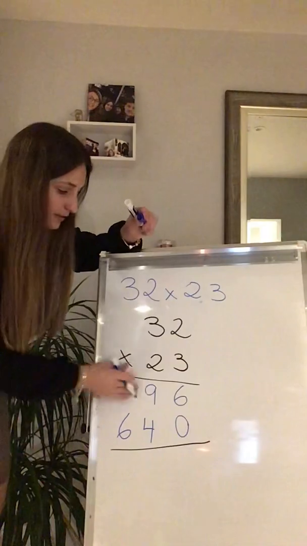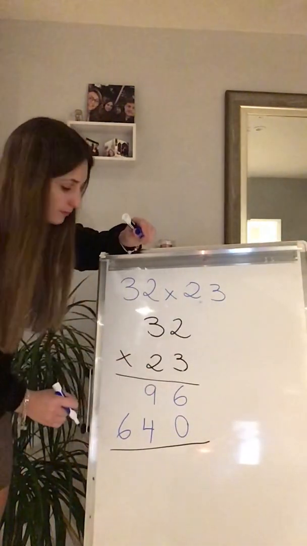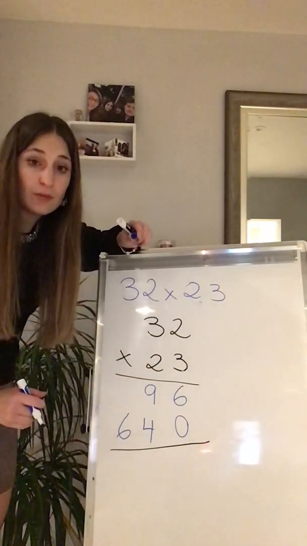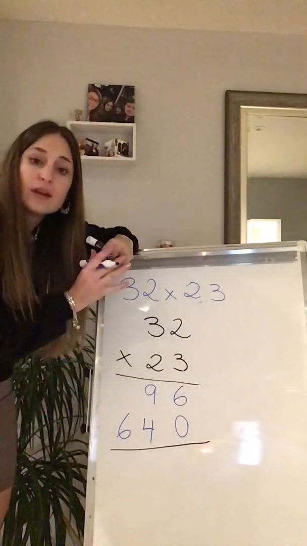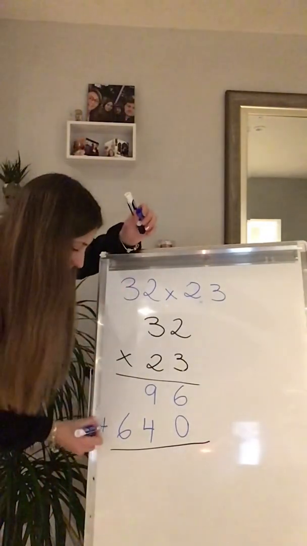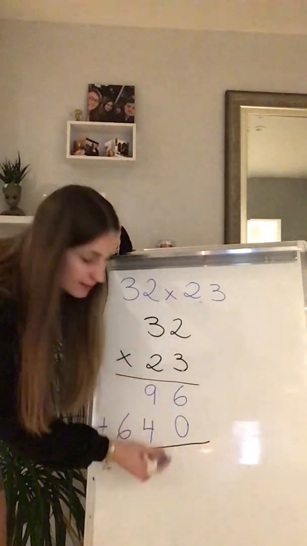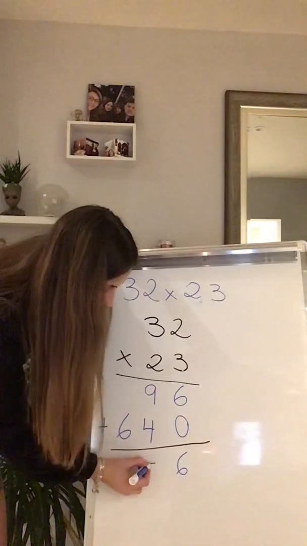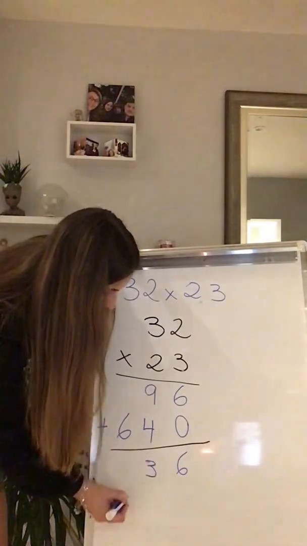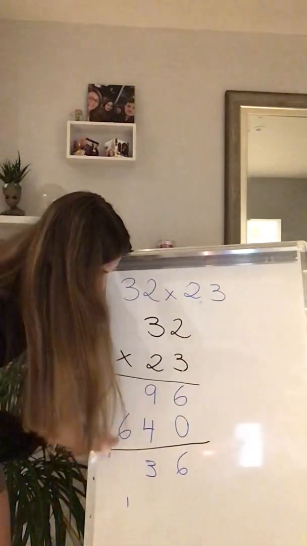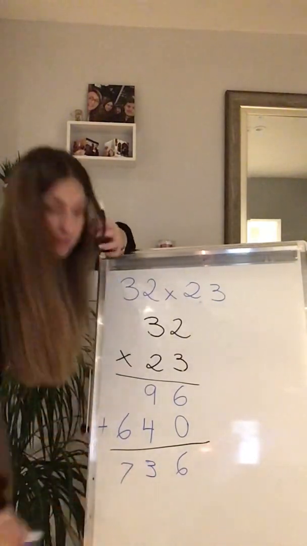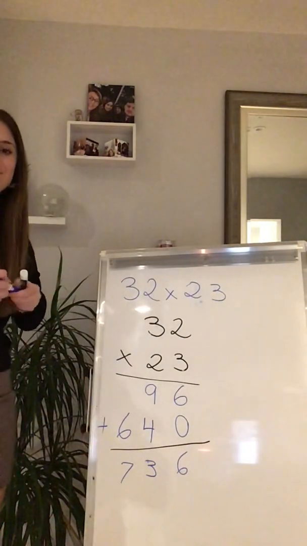Now I have the answer for my ones when I multiply my ones, and I have my answer for my tens when I multiply my tens. Now I need to get them together, so I need to add them up. 6 add 0 is 6. 9 add 4 is 13. 6 add nothing is 6. Add 1 is 7. Okay?